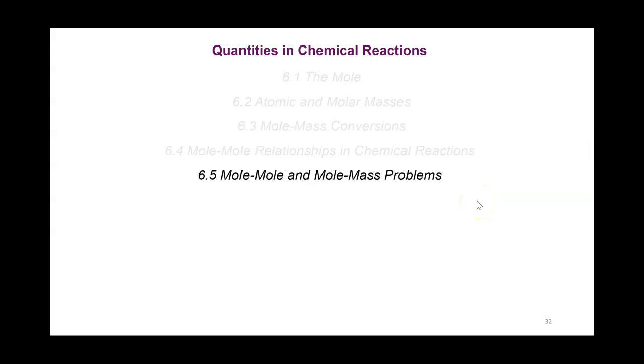In section 6.5, we're going to look at how we use mole-to-mole and mole-to-mass calculations to solve problems in chemistry. And in particular, we're going to learn how to solve a very common problem called a grams of A to grams of B calculation. So we'll show you a few examples of this. This is probably the most common type of calculation that people will do involving moles and mass.